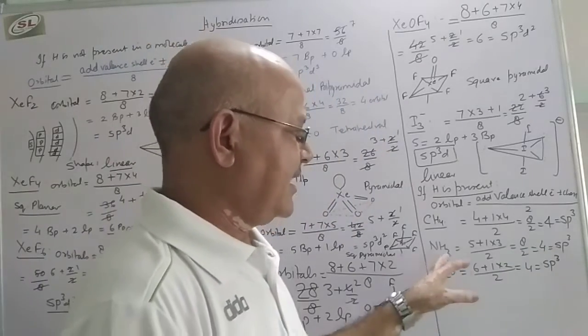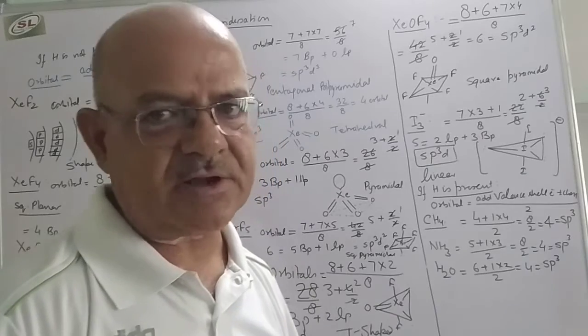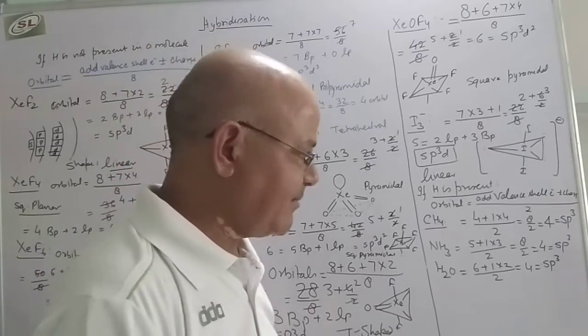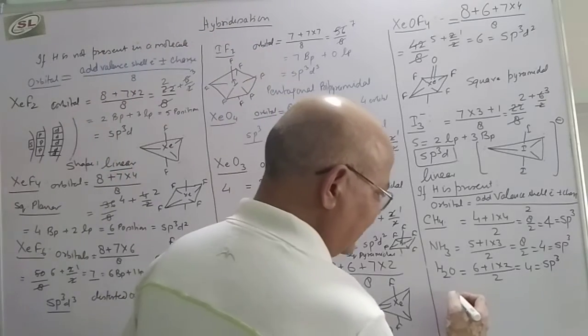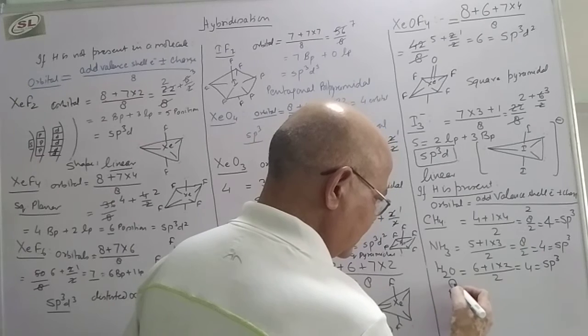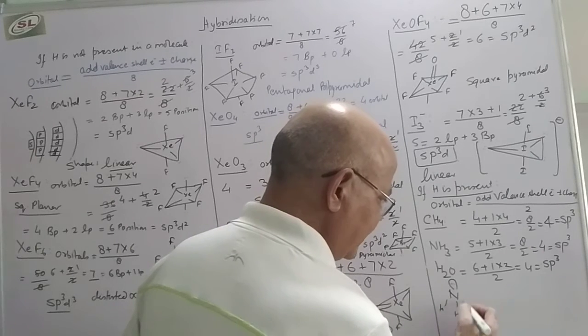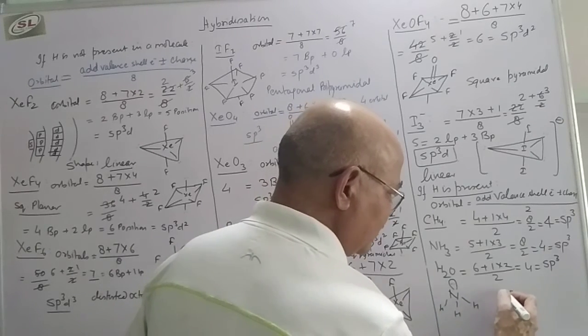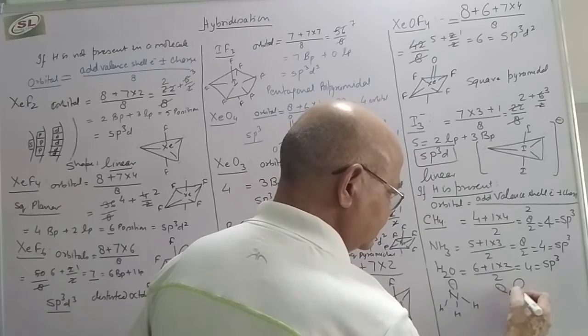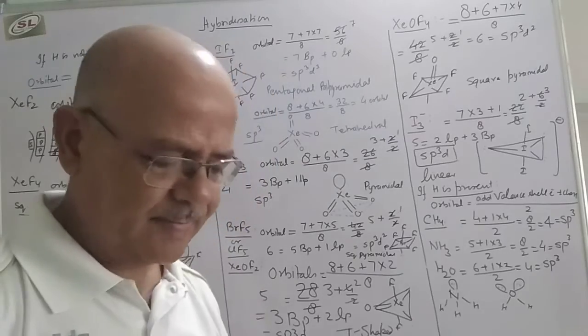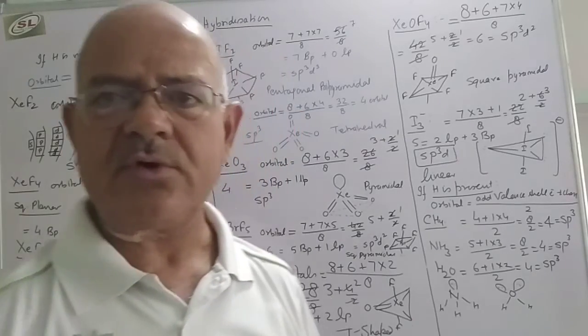But here, this formula is not suggesting the lone pairs. So we must remember that ammonia has 1 lone pair, and water has 2 lone pairs. And the bond angles are also different.